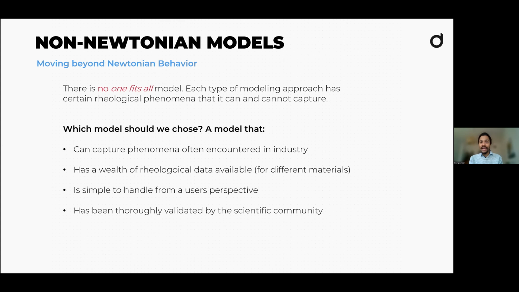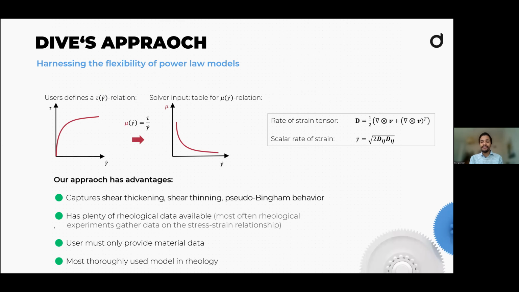The main aspect that you want to be good at is that the model should capture phenomena that are relevant for the industry. Data should be available, which is often a big deal. It should be simple to be handled by the user. And of course, you need good validation cases. And what we chose at Dive is that we said, okay, we go for a very straightforward model where we model the viscosity as a function of the shear rate. And this is provided to our code as simple CSV files.